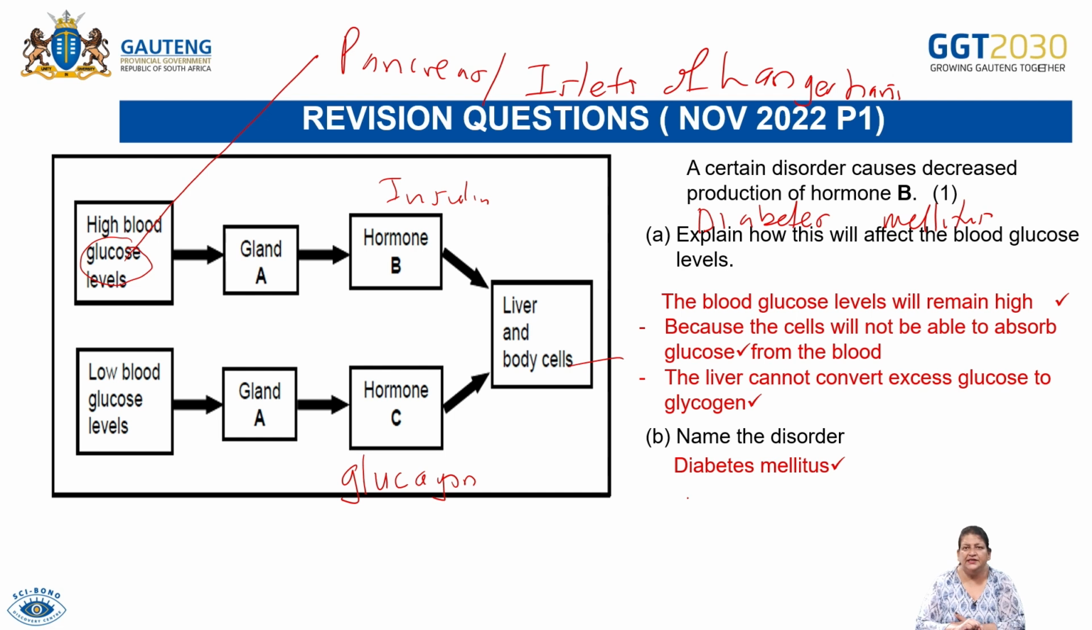Name the disorder, diabetes mellitus. What's diabetes mellitus again, learners? My glucose level is high. I'm unable to convert my excess glucose into glycogen and store it. So if I can't do that, I suffer from diabetes mellitus.